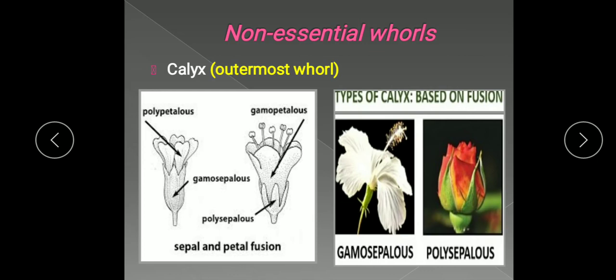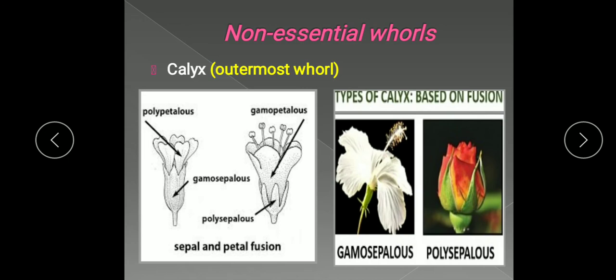Now, the non-essential whorls. The two non-essential whorls, as I discussed with you already, are calyx and corolla. So we are going to study the calyx and corolla and their cohesion. Calyx is the outermost whorl of the flower, and its members are known as the sepals. Generally, sepals are green, leaf-like, and protect the flower in the bud stage.